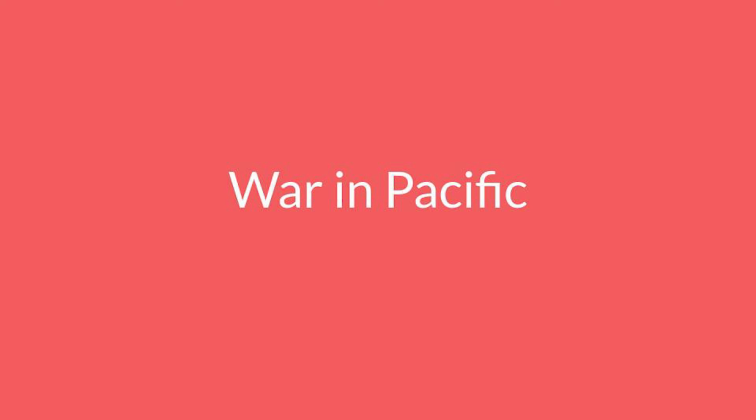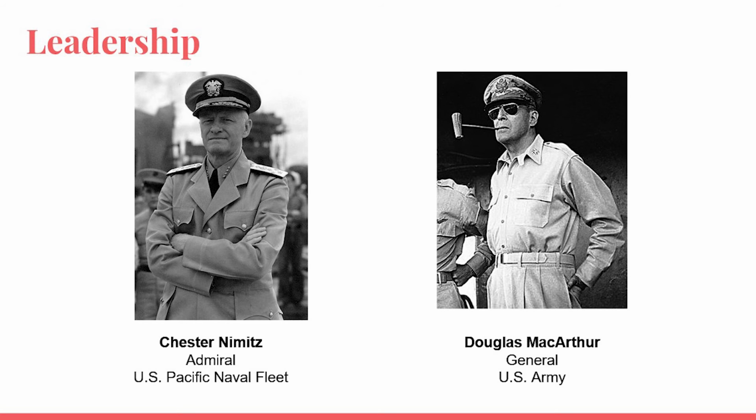Even though it was happening at the same time, the strategy for war in the Pacific was quite different from that in Europe. Our Pacific troops were led by Admiral Chester Nimitz, who was in charge of the Navy, and General Douglas MacArthur, who was in charge of the Army. Since the war in the Pacific required both an Army and Navy presence, these men had to work together to guarantee success for all of the missions.